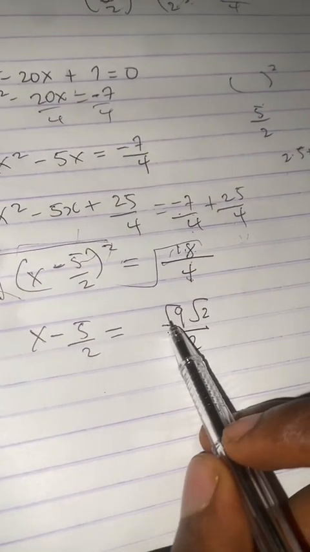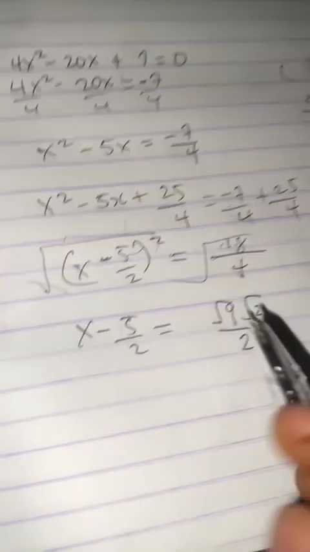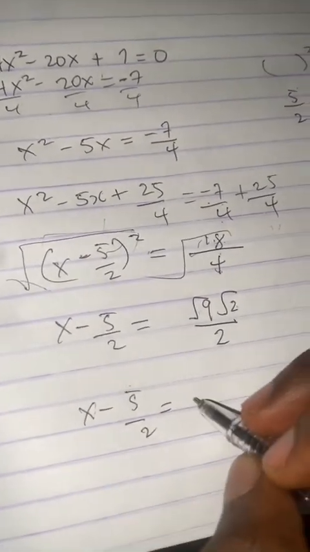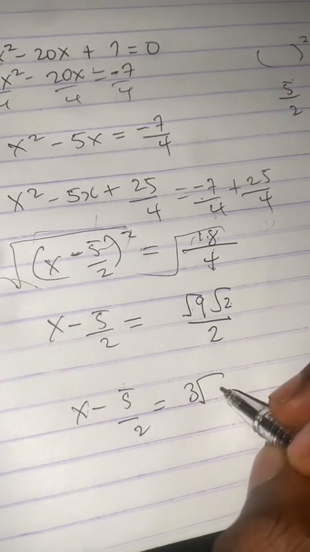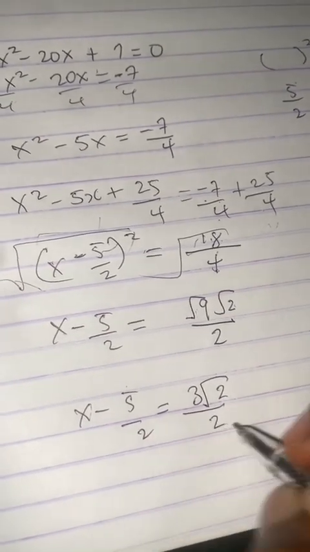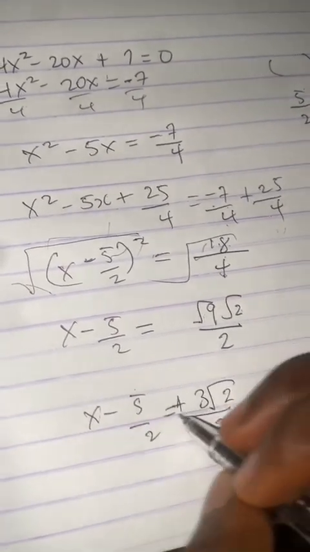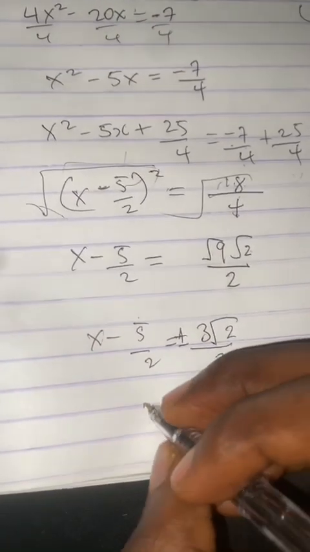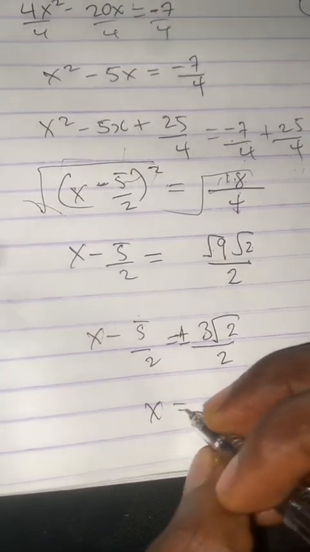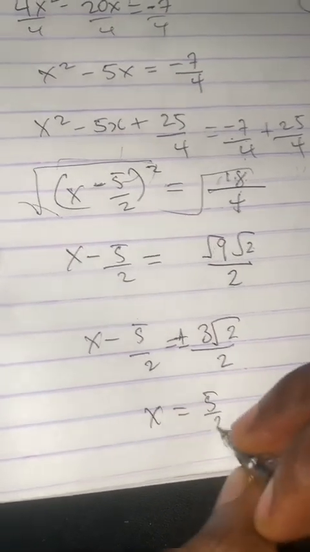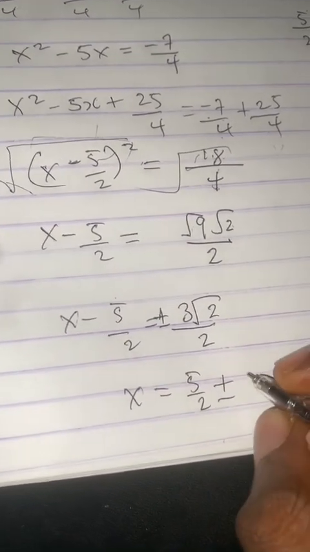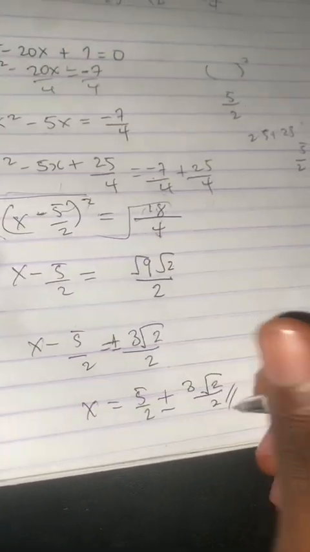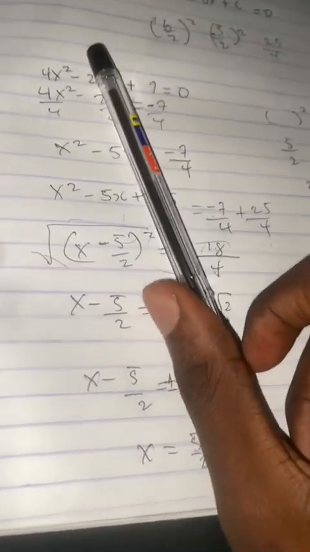But now this can still break down again, but this can't, okay? So that'll be x negative 5 over 2 equals 3 square root of 2 over 2. Plus or minus. Sorry, don't forget that. I always forget that. So now your final answer would be x equals 5 over 2 plus or minus 3 square root of 2 over 2. And that's basically it. Oh dear.